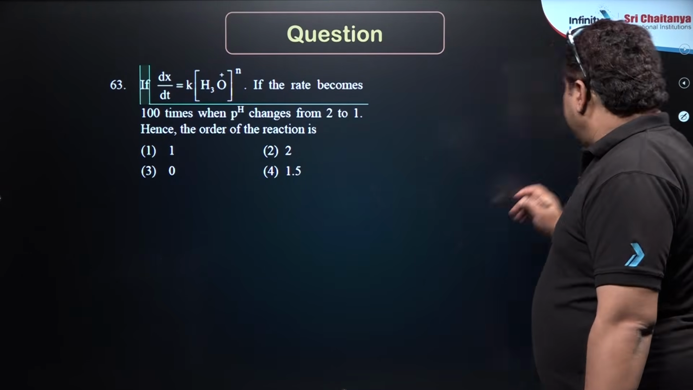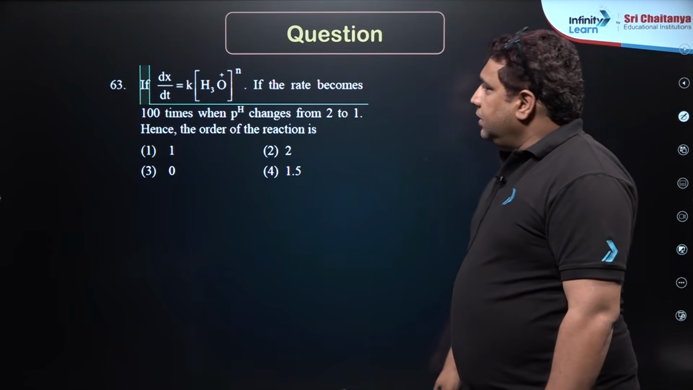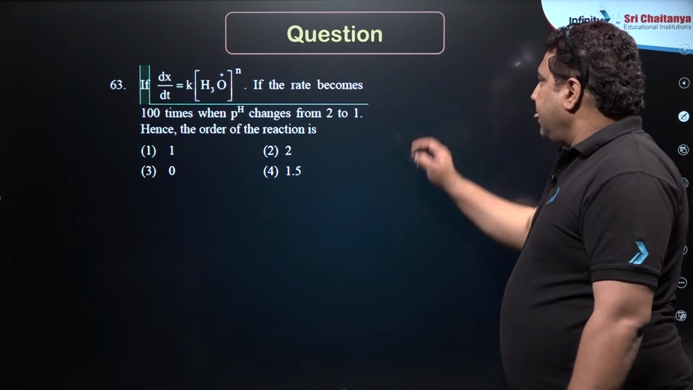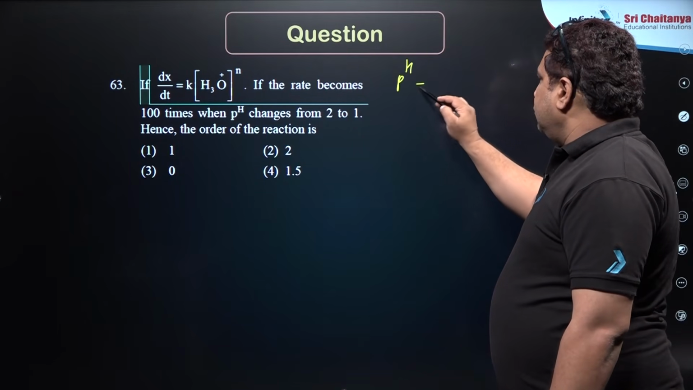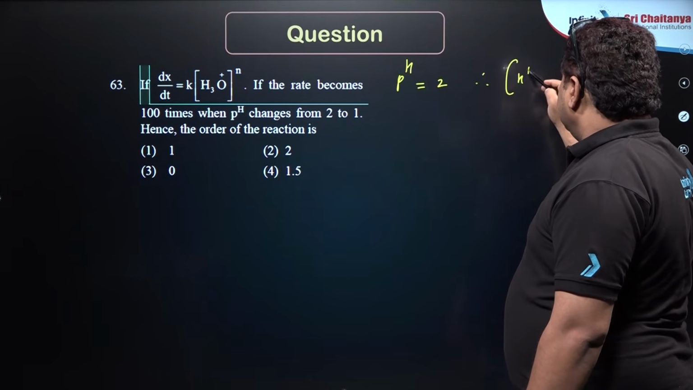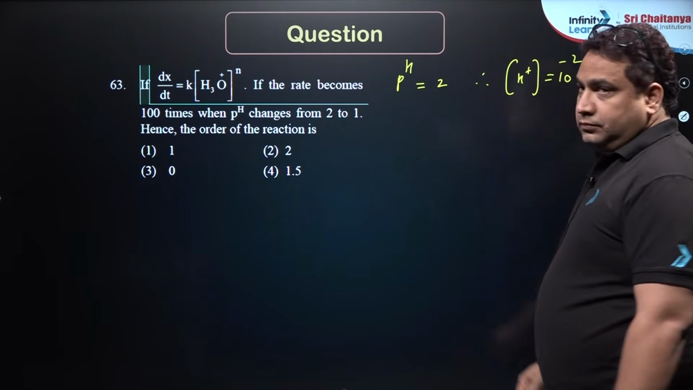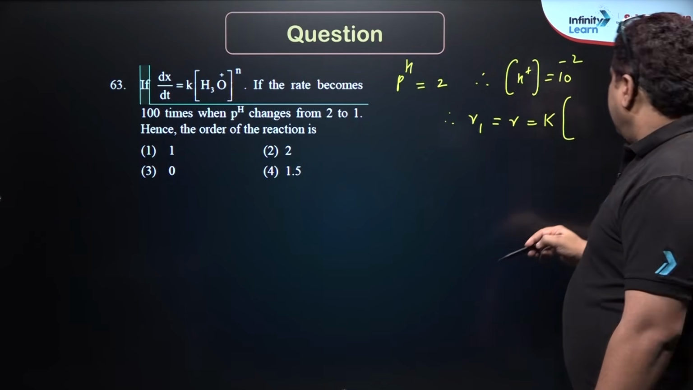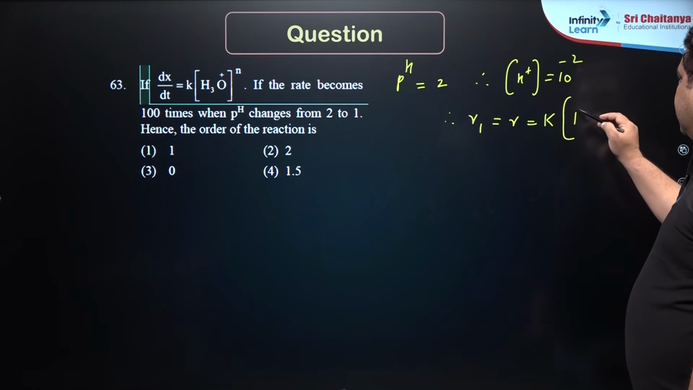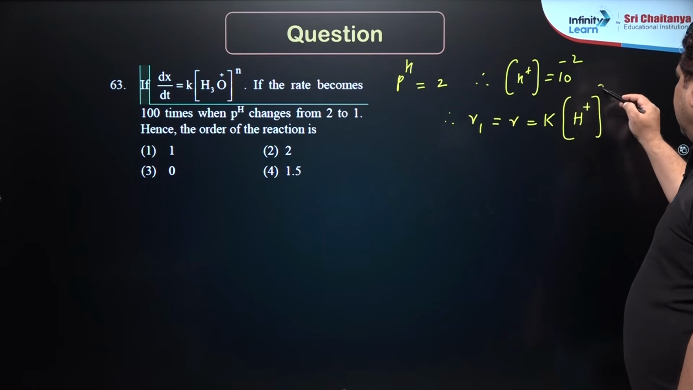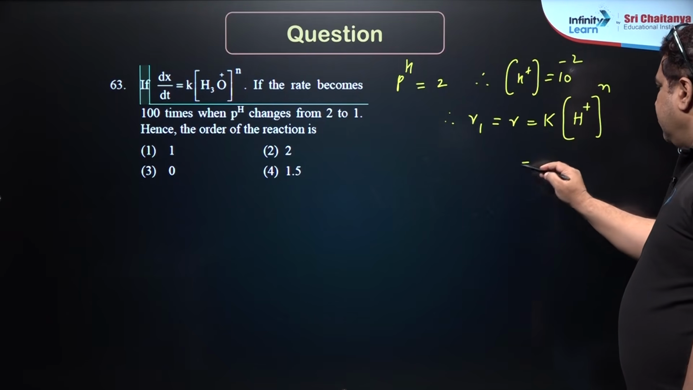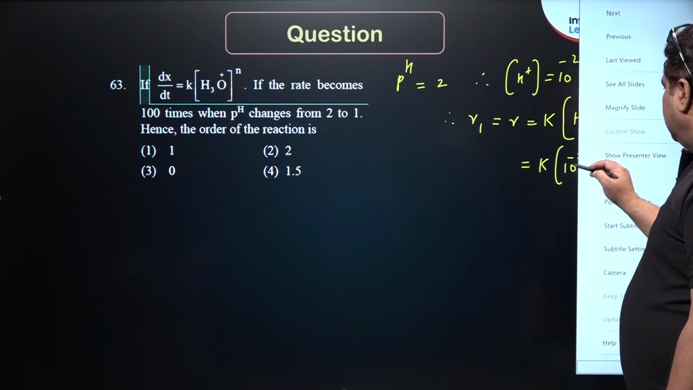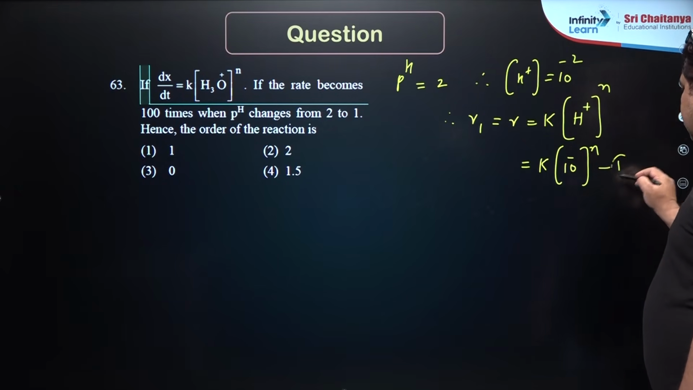Okay, dear students, now we will see question number 63. So, if d upon dx, the rate becomes 100 times when pH changes from 2 to 1, the order of the reaction, right? So, now pH is 2, that means H plus concentration will be 10 power minus 2. Then for this rate R1, let us say R will be equal to K into concentration of H plus ion power n. So, this will be equal to K into 10 power minus 2 power n, equation number 1.